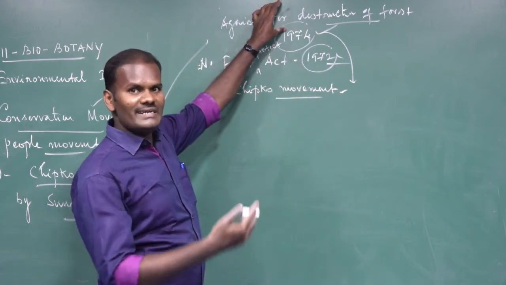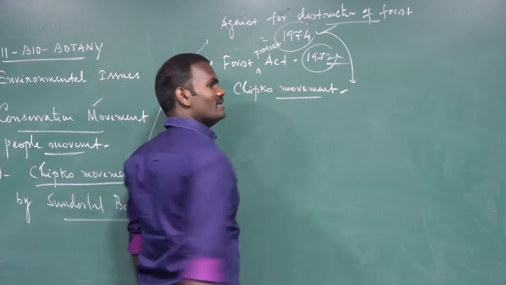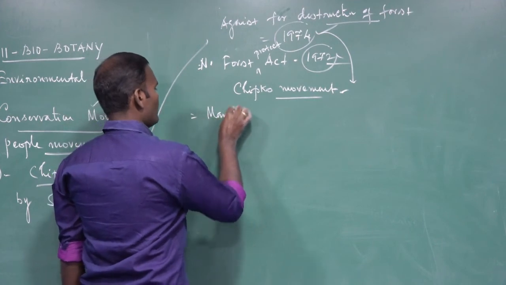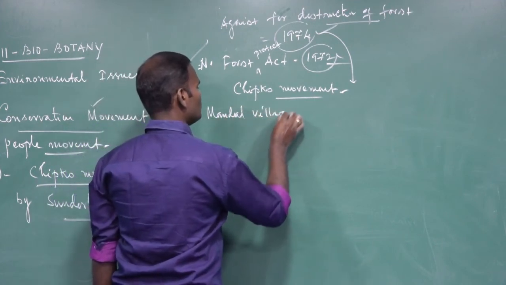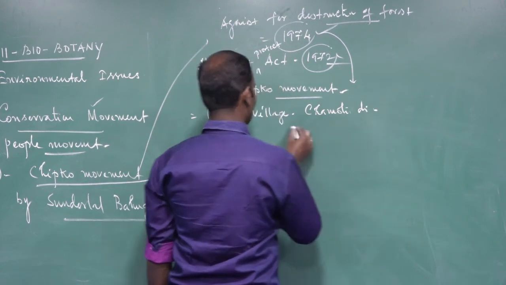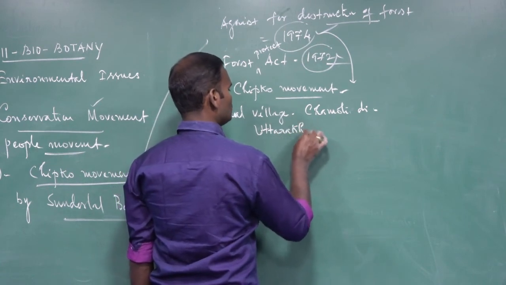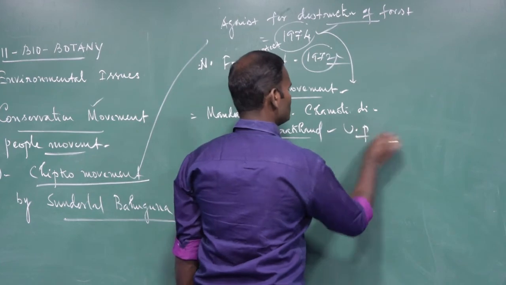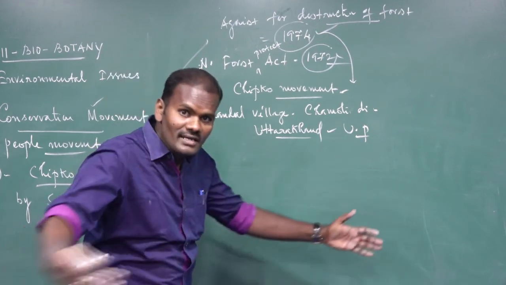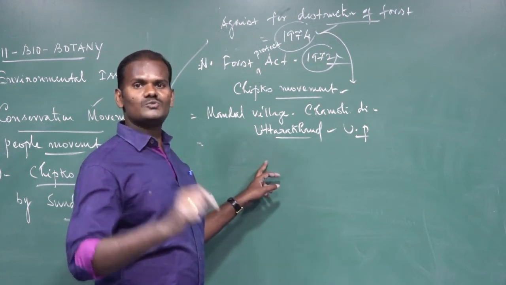This movement was transformed into the Chipko movement by Sundarlal Bahuguna in the year 1974 in a small village, Mendal village of Chamoli district in Uttarakhand. Now it is a part of Uttarakhand. So how did they protest against the felling of trees? By hugging the trees, the people together hugged the trees and protested against the destruction of trees, which were felled by certain sports goods companies.